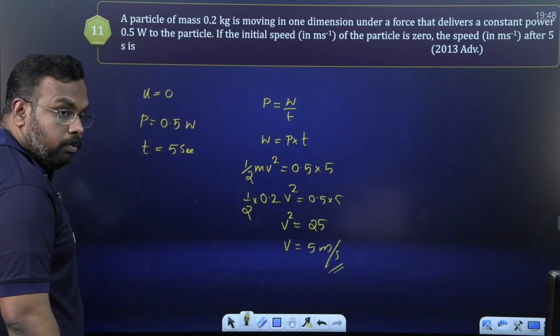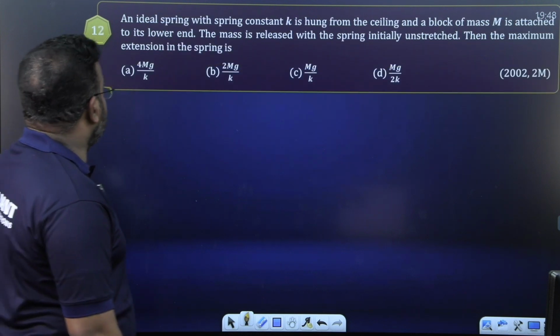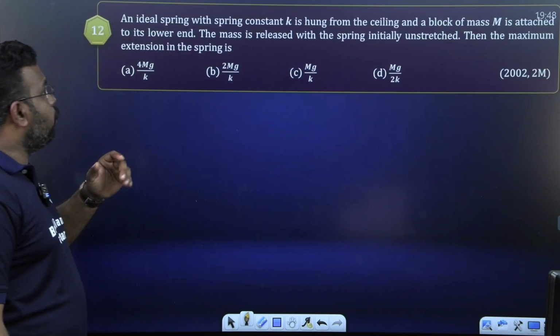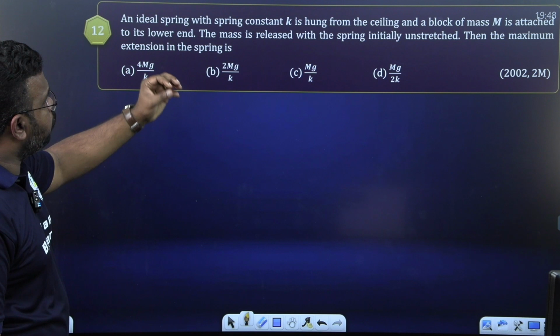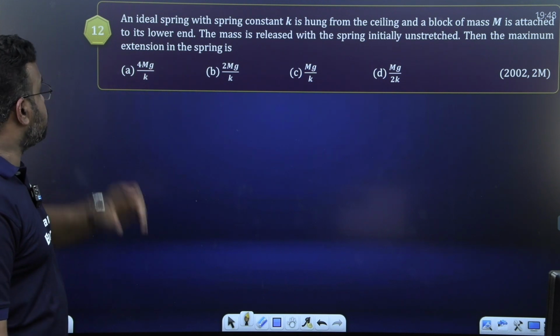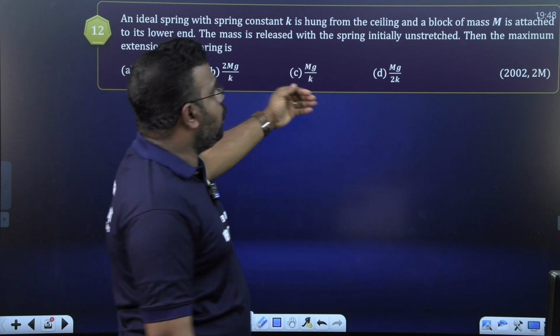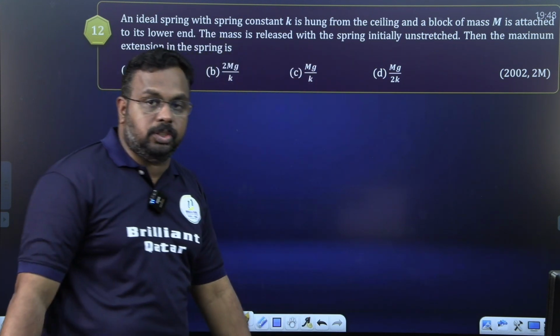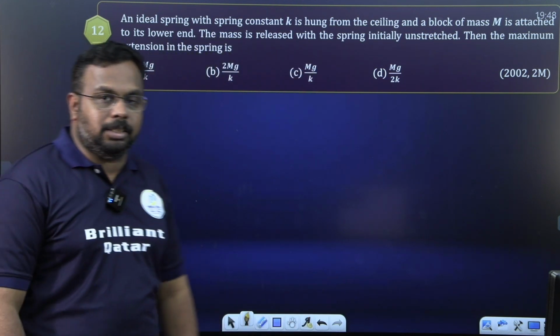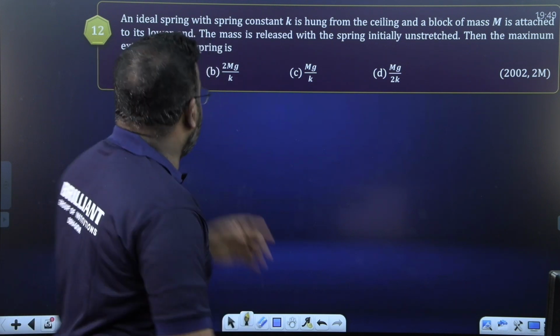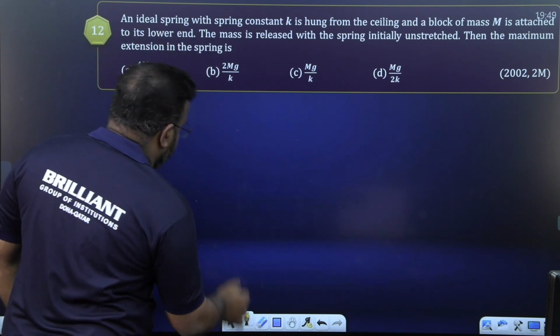Question number 12. An ideal spring with spring constant K is hung from the ceiling and a block of mass M is attached to its lower end. The mass is released with the spring initially unstretched. The maximum extension in the spring is. Try. I'll explain the question. An ideal spring with spring constant K.